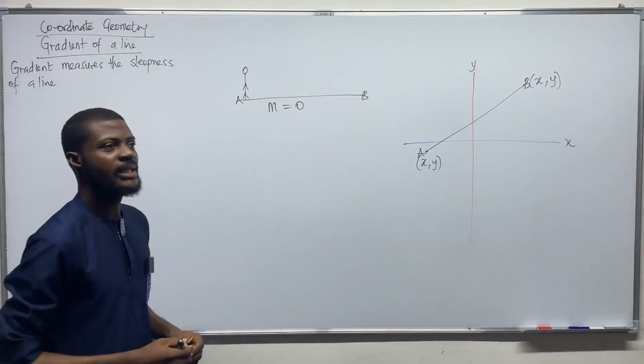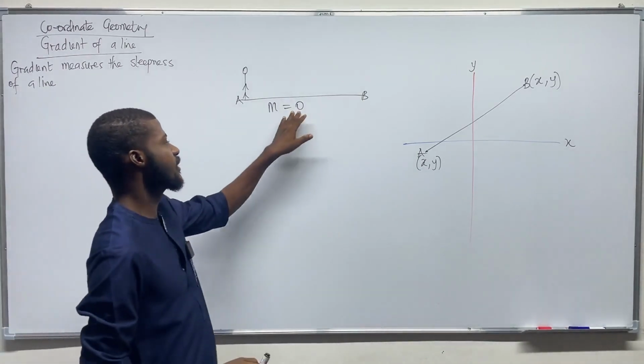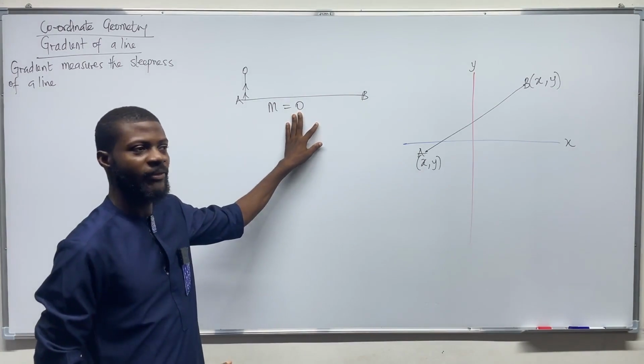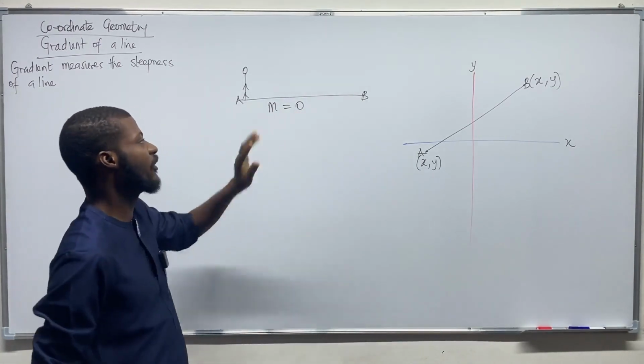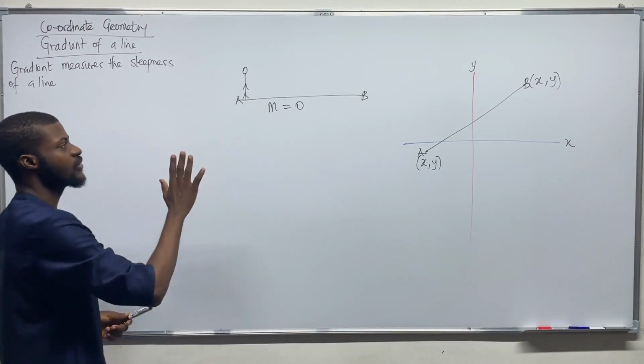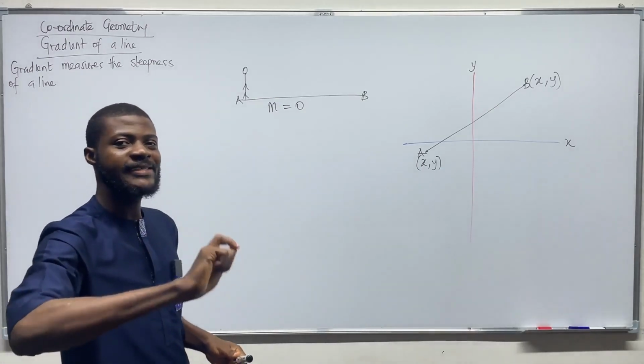Take note that the symbol for gradient is m. The symbol for gradient is what? M. That's the symbol for gradient. Now this is a horizontal line. So the gradient of every horizontal line is 0.